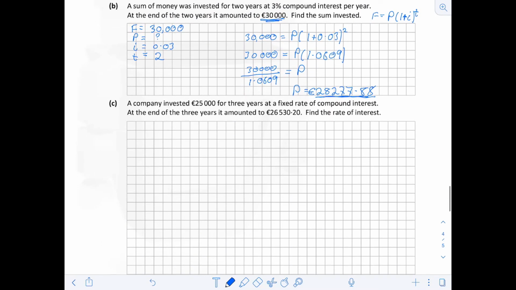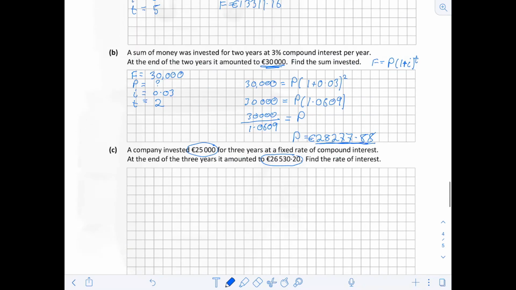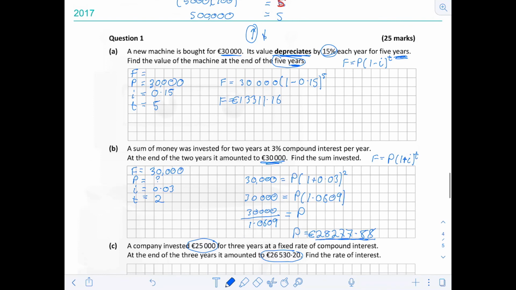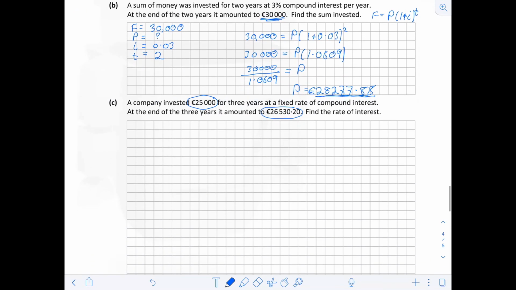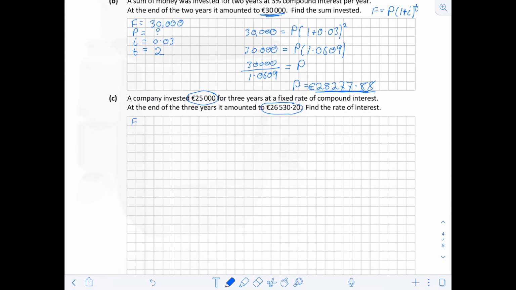Question 1 part C. A company invested 25,000 for 3 years at a fixed rate of compound interest. At the end of the 3 years, it amounted to that. Find the rate of interest. So we have money, and that money is growing. So we're in here again. So we're going to use our compound interest formula. So we go F, P, I, T.